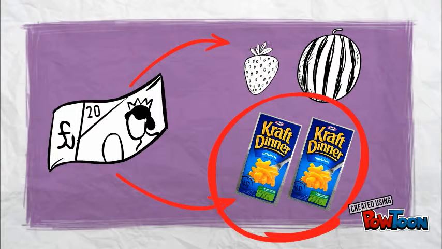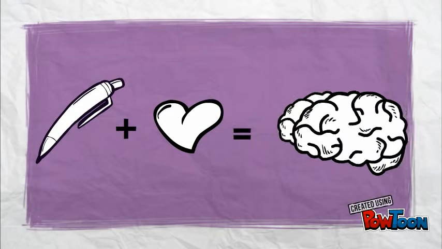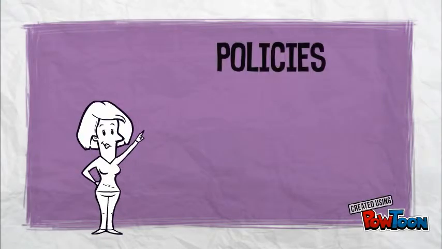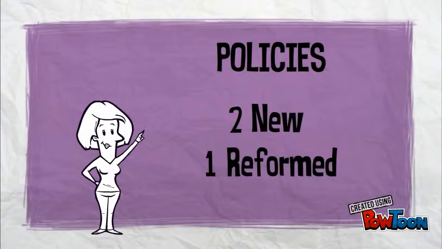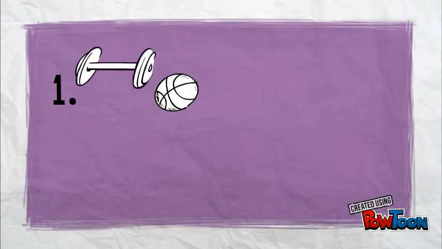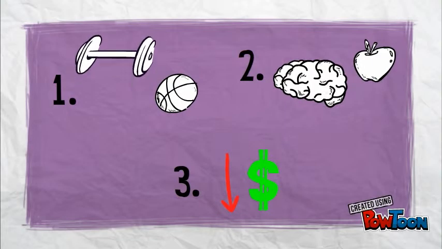As we can see, these 3 factors go hand in hand, and thus we must be creative and understanding when brainstorming and implementing future policies. You're probably wondering what on earth we can do to make a difference. We've come up with 2 brand new policies and 1 reformed policy to kick obesity to the curb. Our 3 policies involve increasing regulated exercise in schools, increasing knowledge, and decreasing the cost of healthier foods.